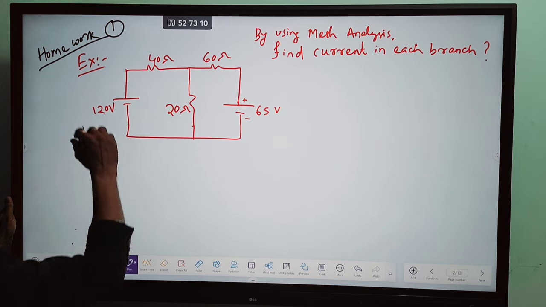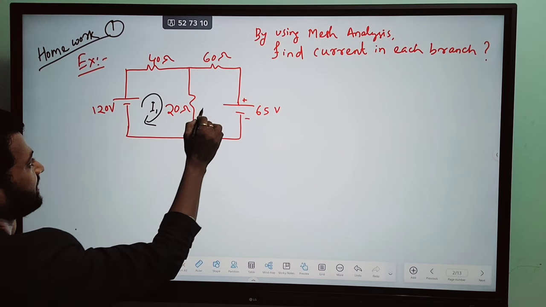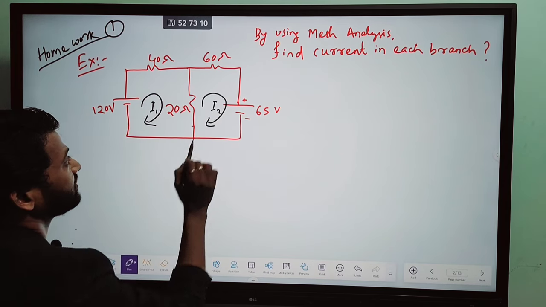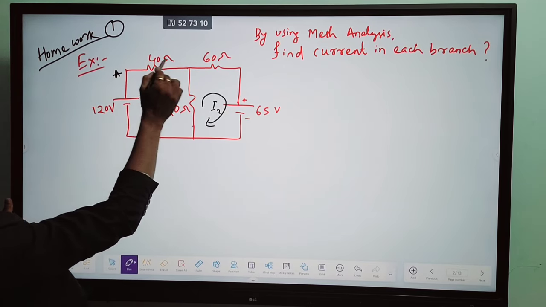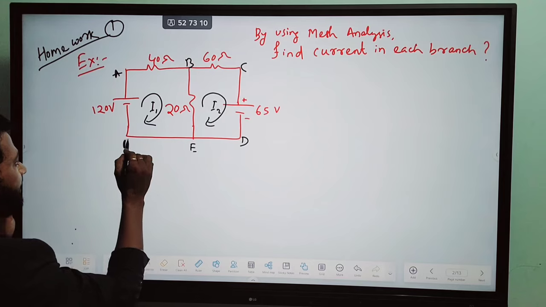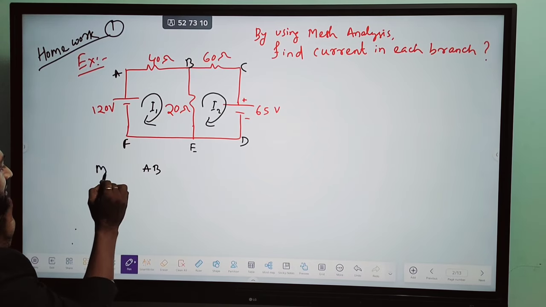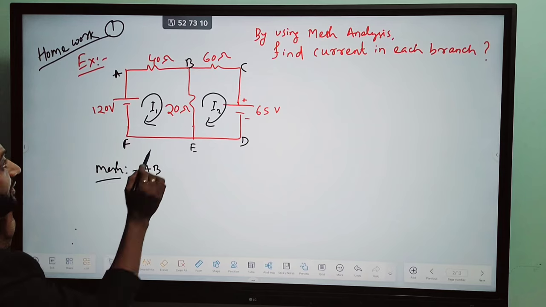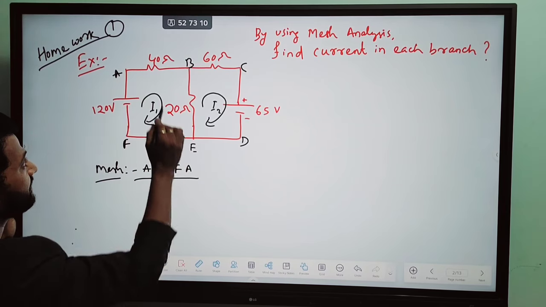Okay, done. So mesh number 1, let the current be I1, mesh number 2, current is I2. We will find the current in each branch by using mesh analysis. So name the points A, B, C, D, E, F. First mesh is A, B, E, F, A.